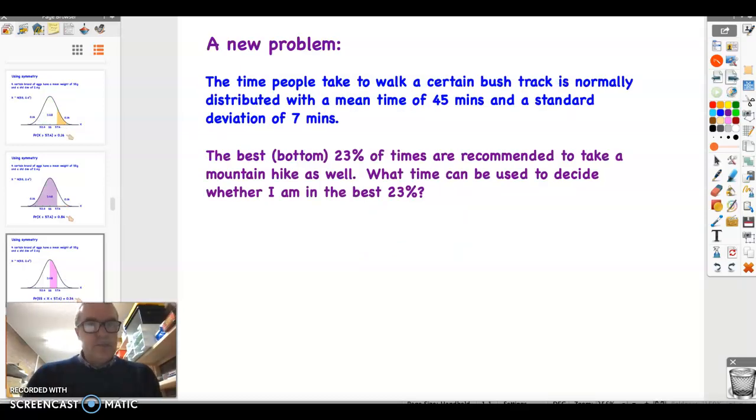For the last part of this lesson, we're going to look at a new problem. We're still sticking with the scenario of people walking along a certain bush track. In this case, we're going to consider the best 23% of walkers, or the bottom 23% of times taken. Let's say that we recommend that those people also take a mountain hike, as they'll be the fitter people that are ready to take on that challenge. What time are we going to use to decide whether I am going to be in that best 23%?